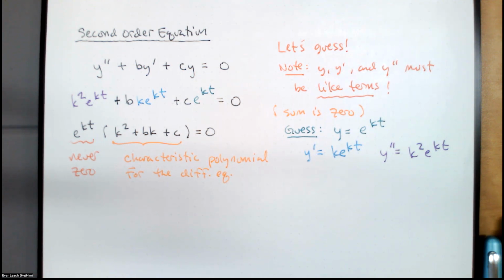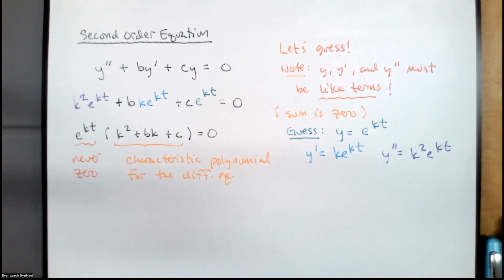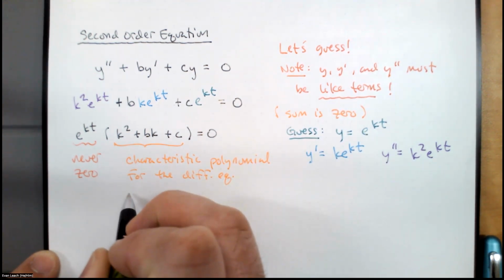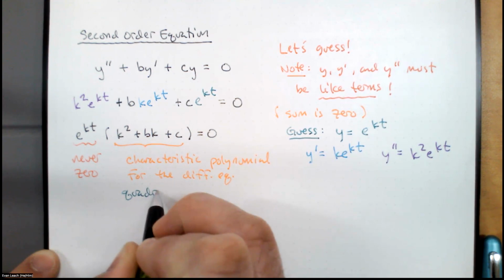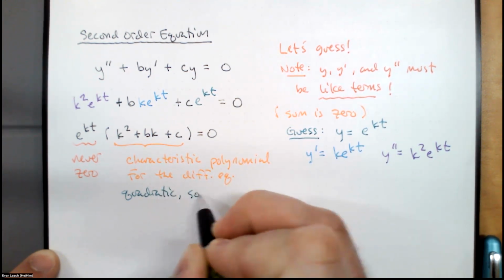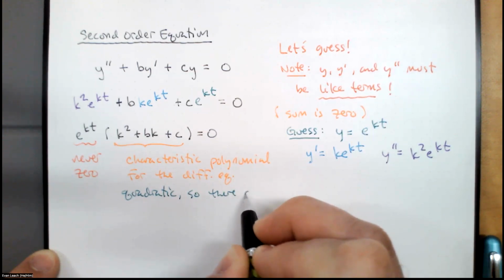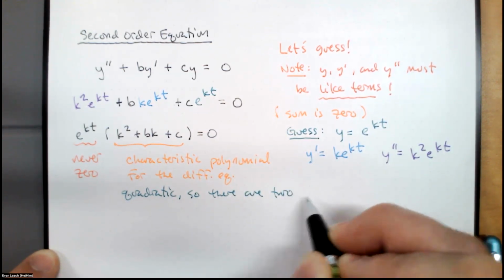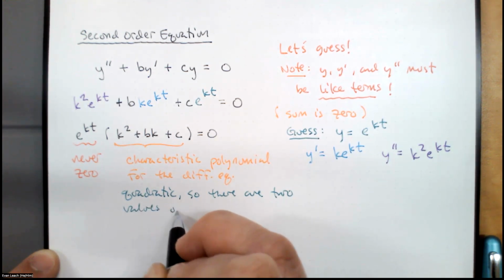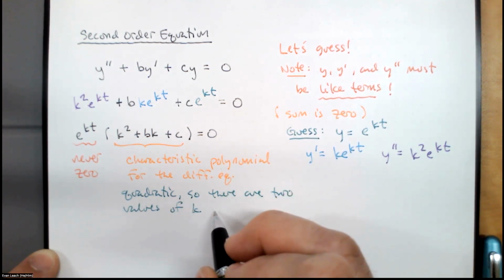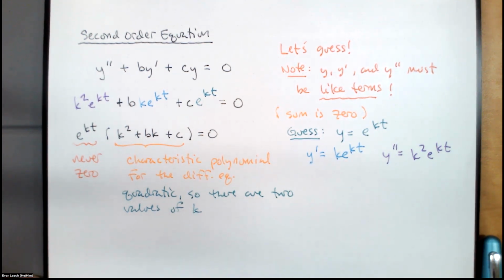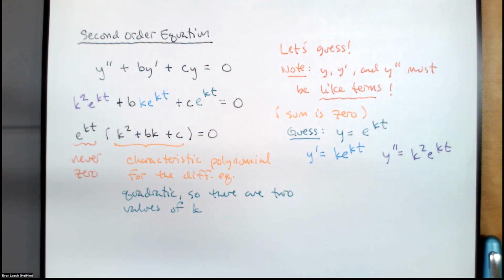Notice that for our second order equation, we had a quadratic characteristic polynomial, and so it's going to have two solutions. Since it's a quadratic, there are two values of k for which we get a solution.